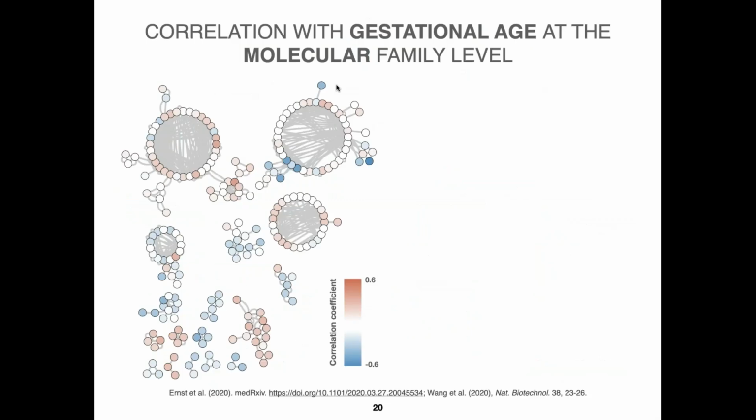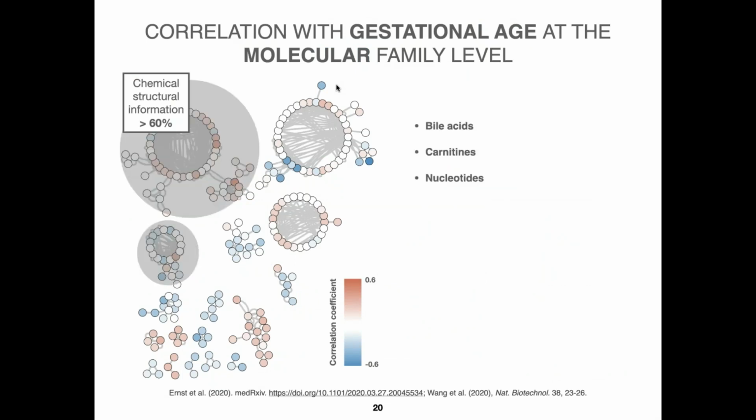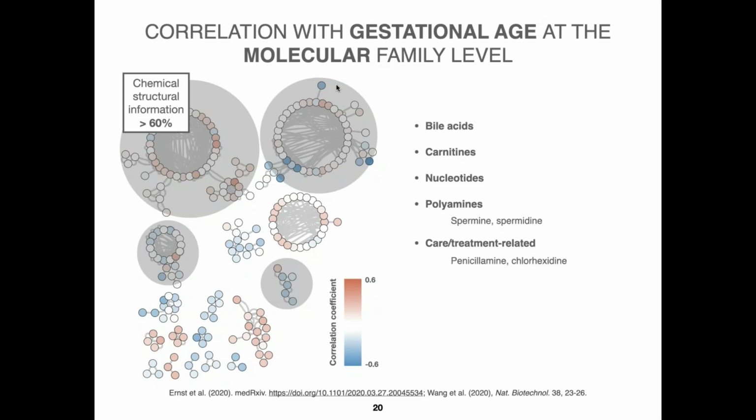And so what we could, for example, see in this study is that molecular families carnitines, nucleotides, and polyamines were significantly related to gestational age. We also found some metabolites related to gestational age that are related to the care or the treatment that is given to these very premature babies. Now, while this finding is probably not the most exciting from a biological point of view, it still gives us a good confirmation that our methods actually work and that we are able to pinpoint metabolites that are in one way or another related to gestational age and prematurity.